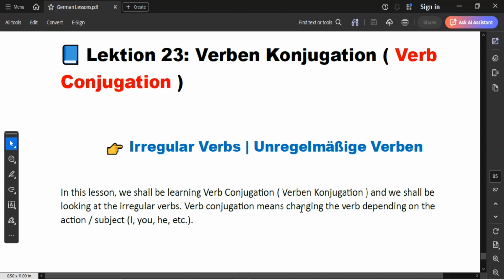It means changing the verb depending on the action or depending on the subject, and remember the subject is I, you, he, she, it, they, etc.